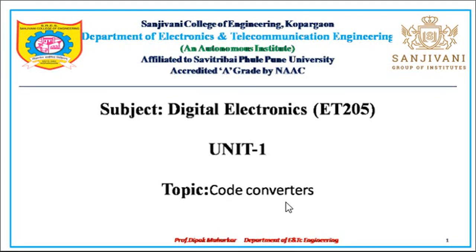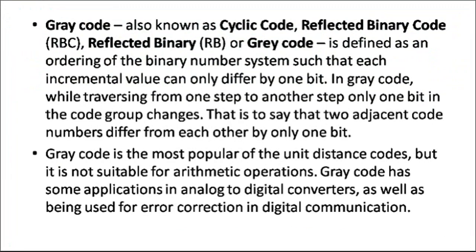Our topic is the code converter. So we'll take one example, binary to gray code. Before that, we first discuss what is meant by gray code, then we'll take one example of conversion from binary to gray. Gray code is also known as cyclic code, reflected binary code, or reflected binary gray code.